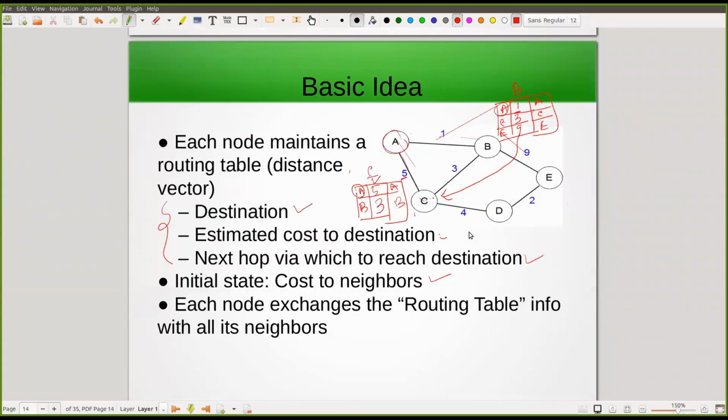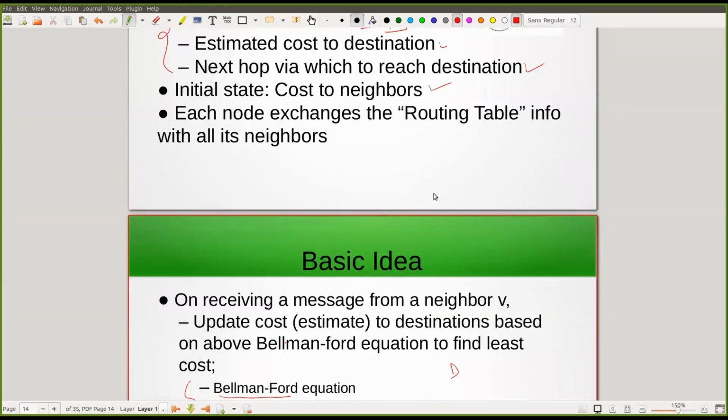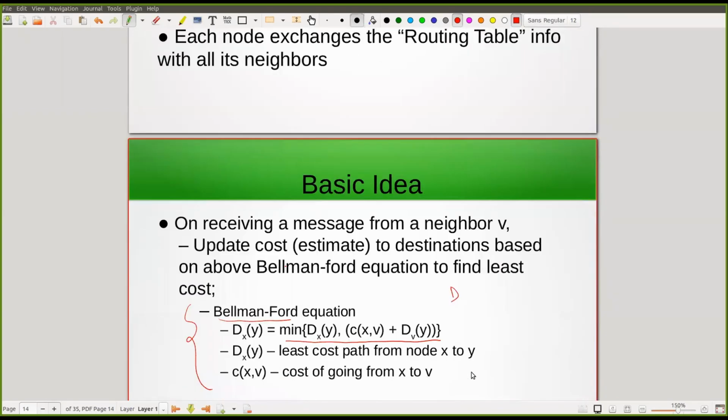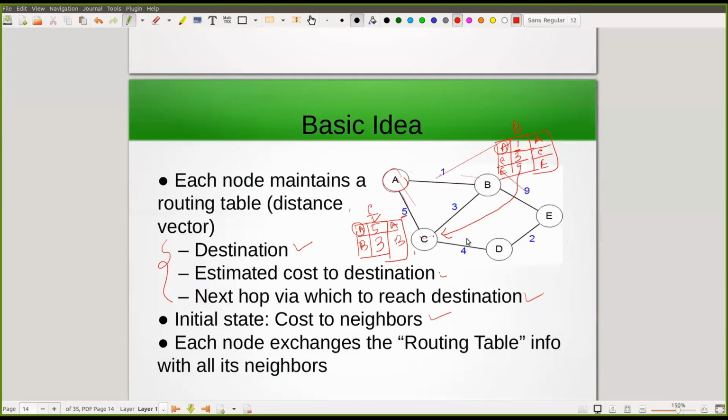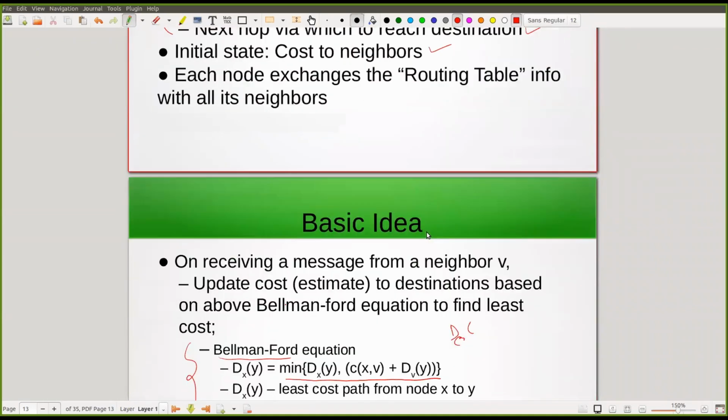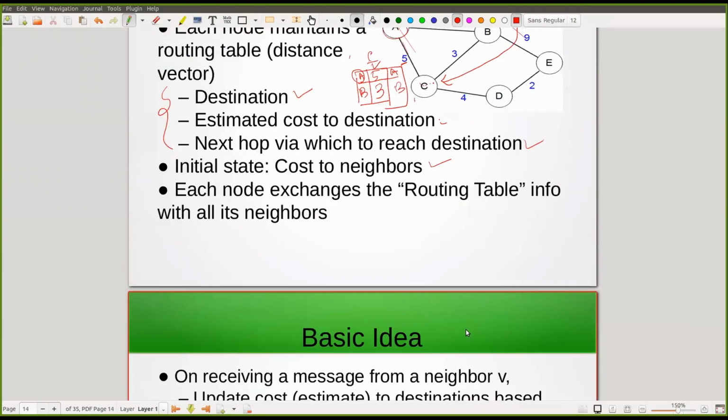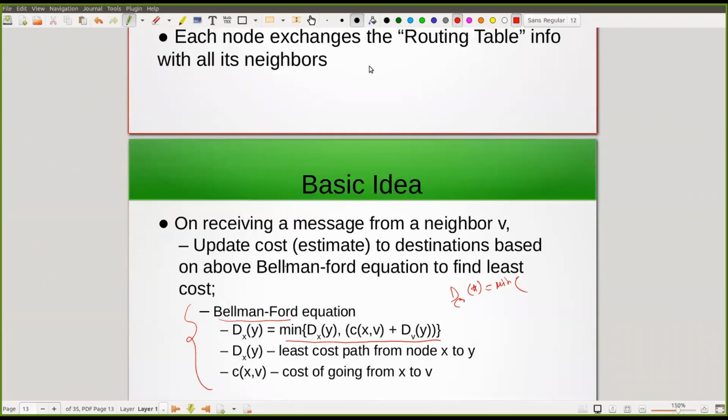What is x here? x here is C. Like this you try to understand. So the cost of going from C to A. Cost of going from C to A. Then how to calculate it? Minimum of the cost of going from C to A. What is the cost of going from C to A? That is 5. At my own end, I have already maintained it as 5.